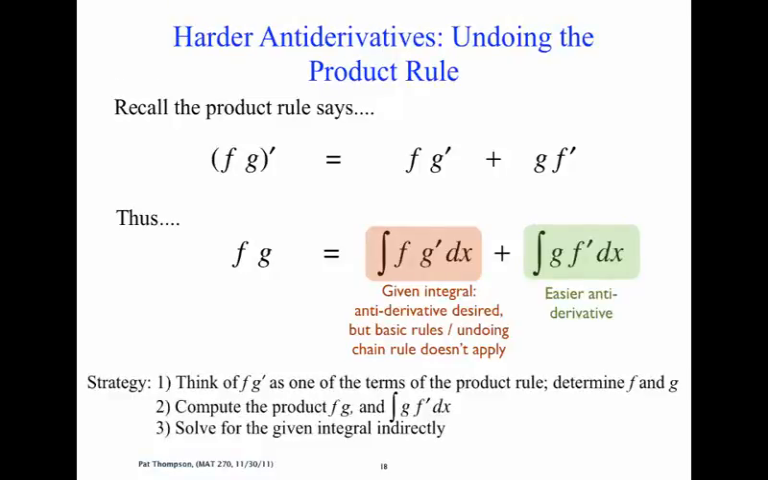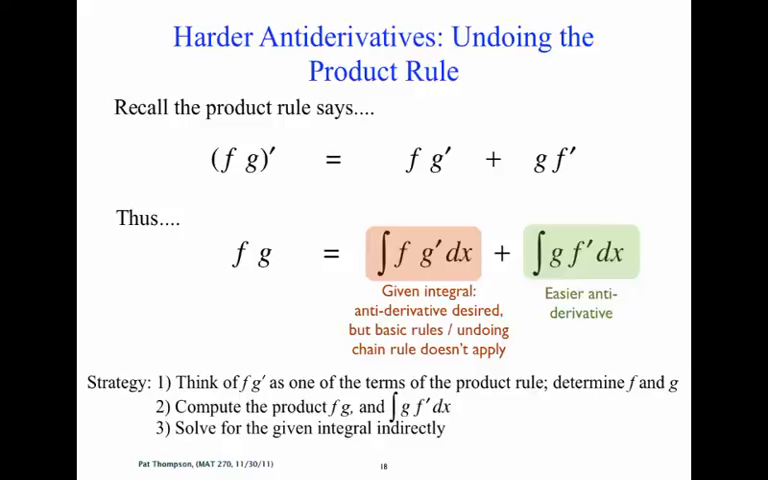Okay, so what's the strategy here? We're going to think of f g prime as one of the terms of the product rule, and we're going to determine f and g. Figure out what f is, and then figure out what g is. And figuring out what g is going to be a matter of doing what? We've got f g prime, and we want to figure out what g is. What will that be a matter of doing to find g from g prime? Antiderivative, right? It's the derivative of g. So we're going to keep f as it is, and then take the antiderivative of g prime. So we've got f and g. And then we're going to take the derivative of f, multiply it by g, and find that antiderivative, because if we're using this technique correctly, that one is easier.